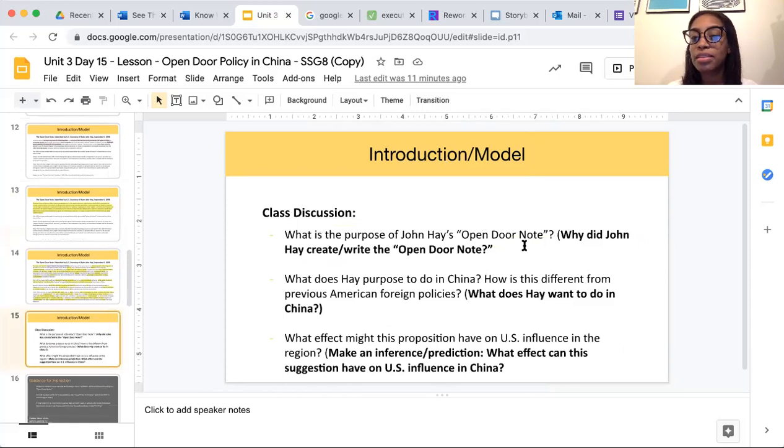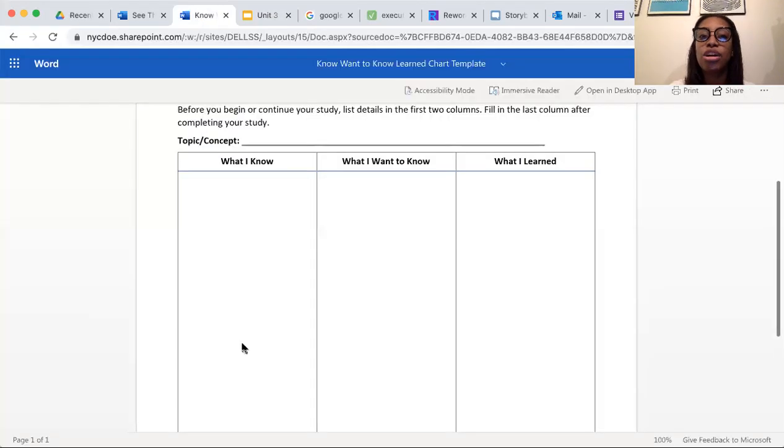What is the purpose? And whenever we ask for purpose, why did John Hay create it or write it, right? What does Hay propose to do in China? How is this different from previous American foreign policies? What does Hay want to do in China? He just wants to trade. He wants an open door, right? How is this different from previous American foreign policies? They know about the Panama Canal. They know about Hawaii, Puerto Rico, Cuba. They have a lot of, that's again, this KWL chart comes in handy.